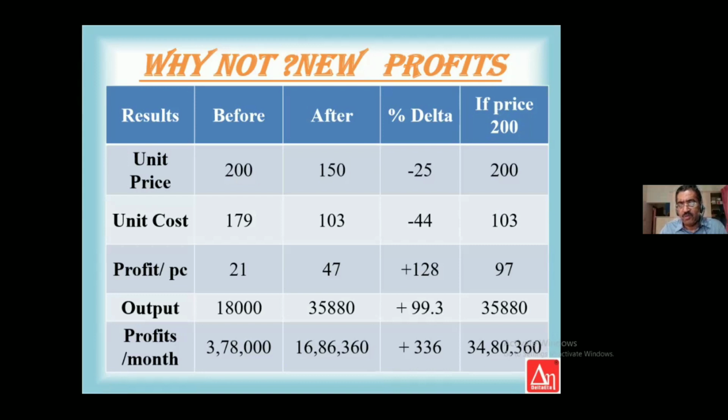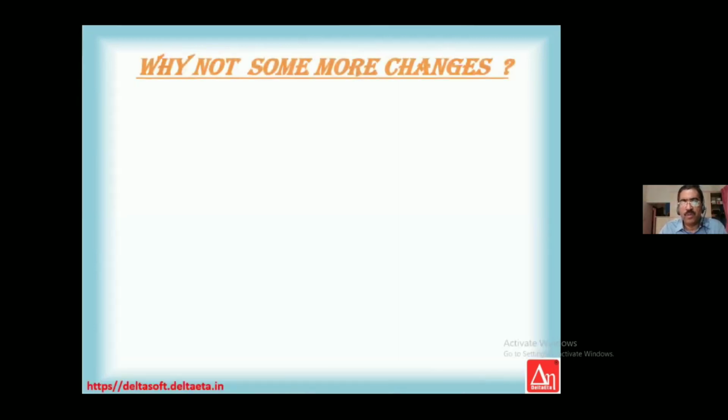So better utilization of your infrastructure gives you almost double the capacity. From 18,000, you are taking the capacity to 35,000. You have not added to the infrastructure. You have only modified the way you worked so that you get double the output.